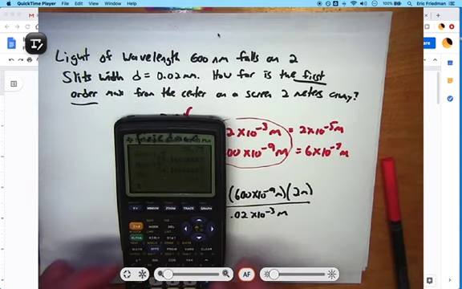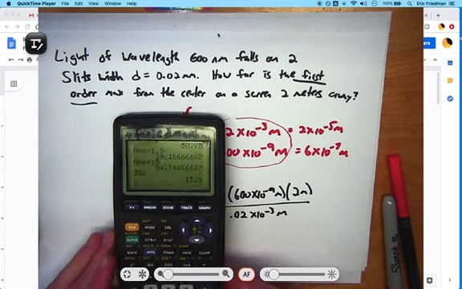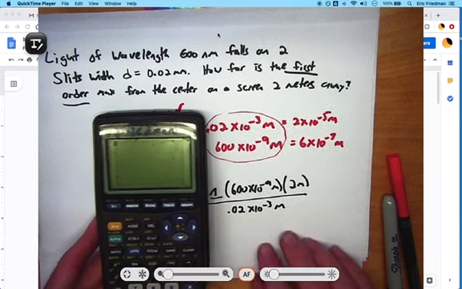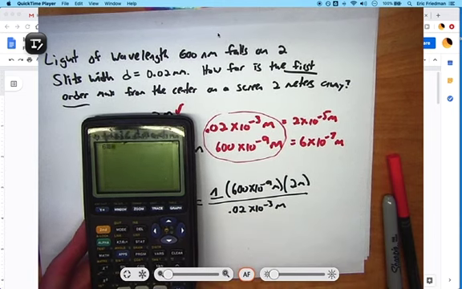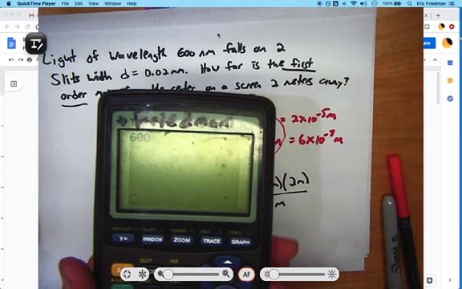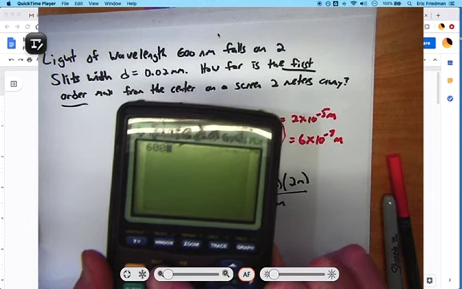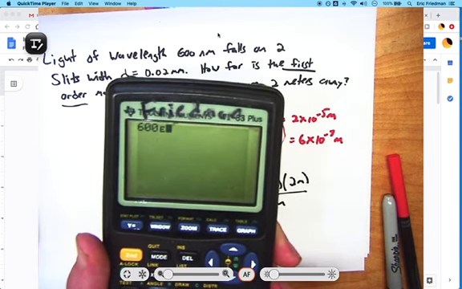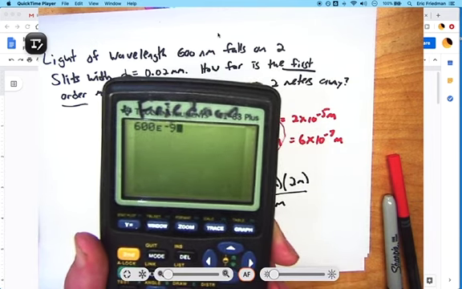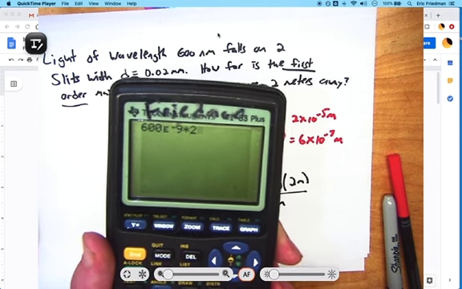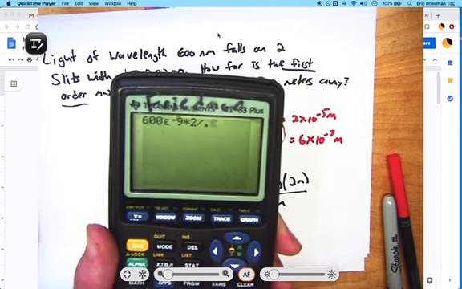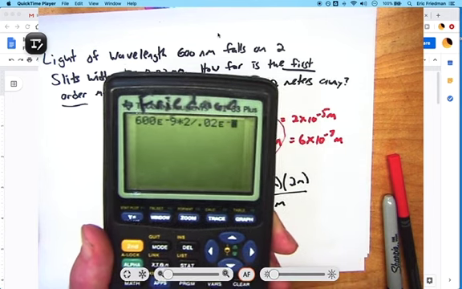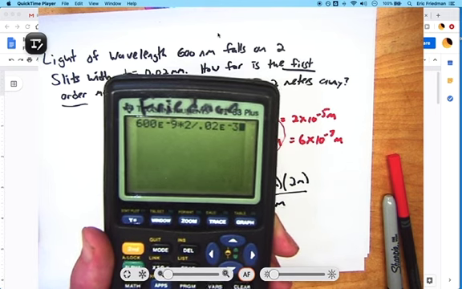So when I do this on my calculator, which of course I don't think you all can see up there, there we go, let's get that angle just right. I'm just going to write 600, and then I do my times 10 by getting the e right there, so that's 600 times 10 to the negative 9th, just like that. Multiply that times 2, divided by 0.02 times 10 to the negative 3rd. I'll just type it in like that, and here we go.